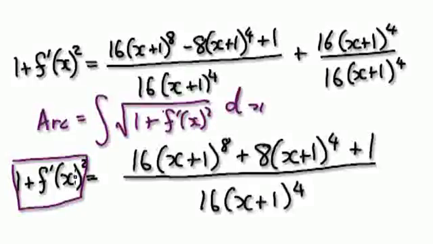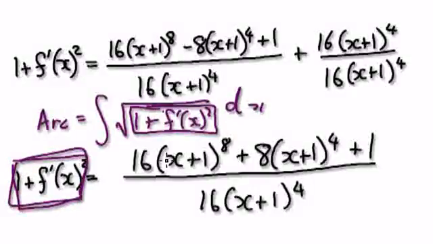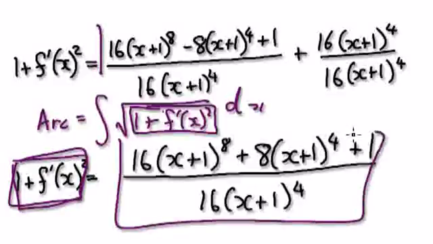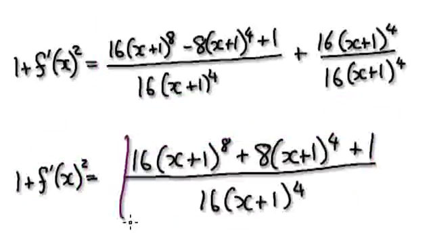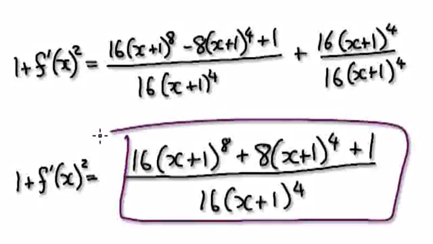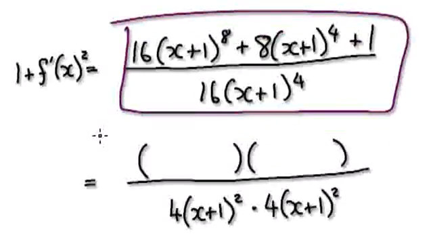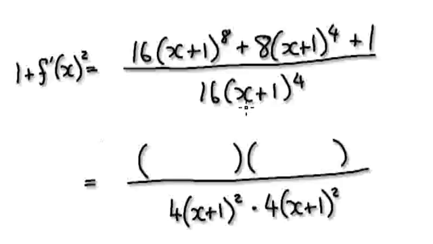Okay, and then if you look at this here, we are currently here at the moment. We need to rewrite this whole thing here in the form of something squared, because later we need to square root it. So currently we are here. We now want to rewrite this thing in this form here.